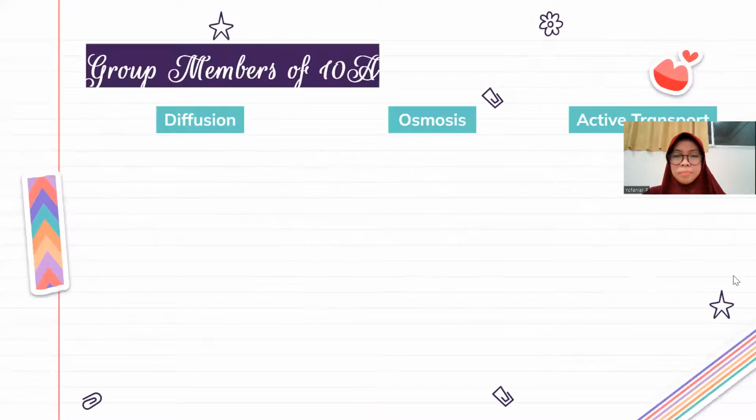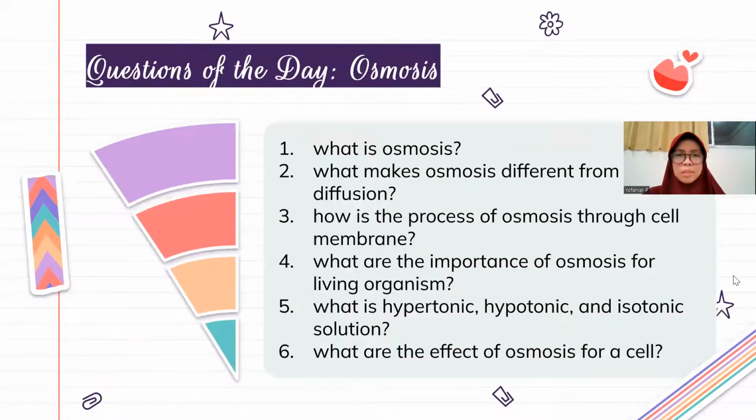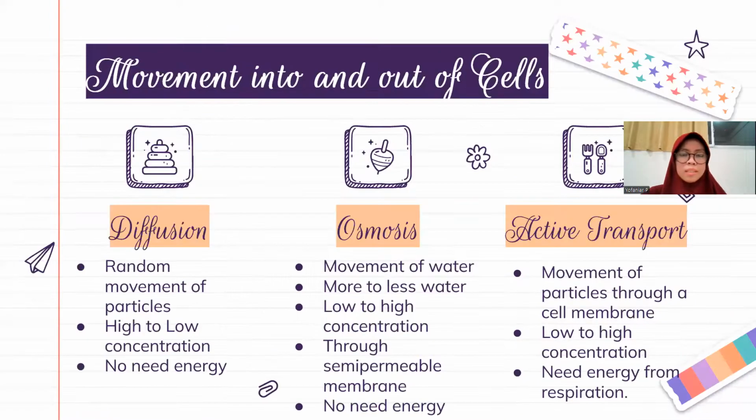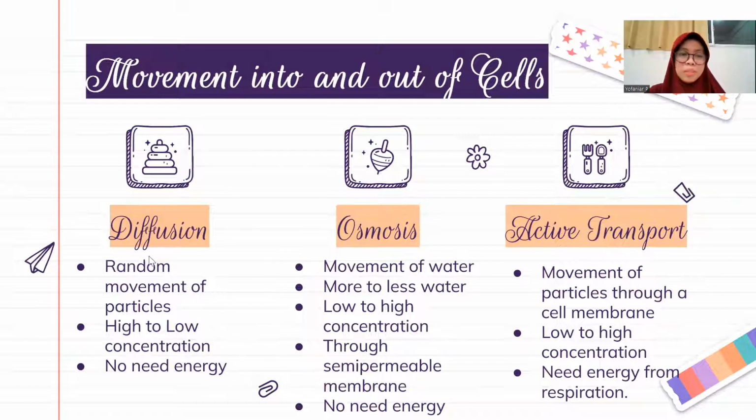And let's start with the first subtopic, that is diffusion. Diffusion, osmosis, and active transport. You can use this slide to make it easier for you to compare between these three. To recall the concept that you have understood about these three, what are the similarities and what are the differences.